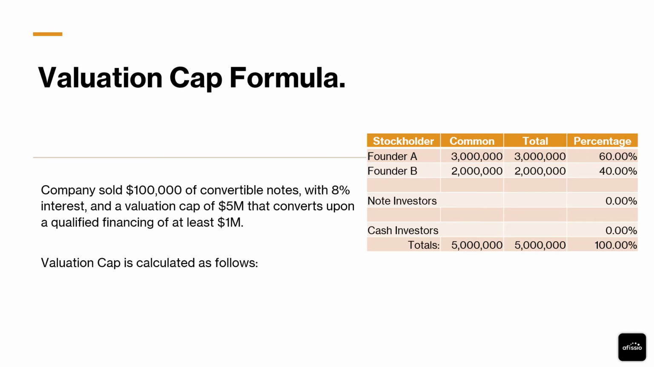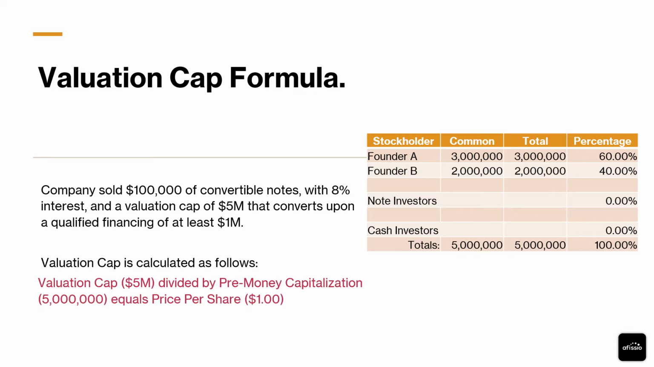Say you sold a round of convertible notes in the principal amount of $100,000, 8% interest, and a valuation cap of $5 million, which is used to determine the price per share of conversion into the next qualified financing of at least $1 million. Remember the formula: valuation cap, $5 million, divided by pre-money capitalization, $5 million, equals 1, or $1 price per share.